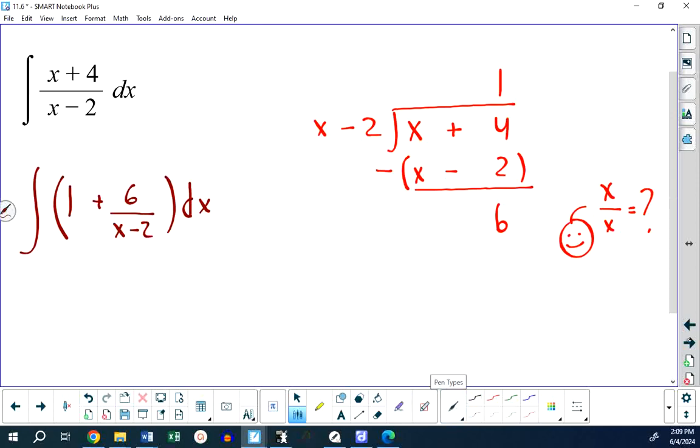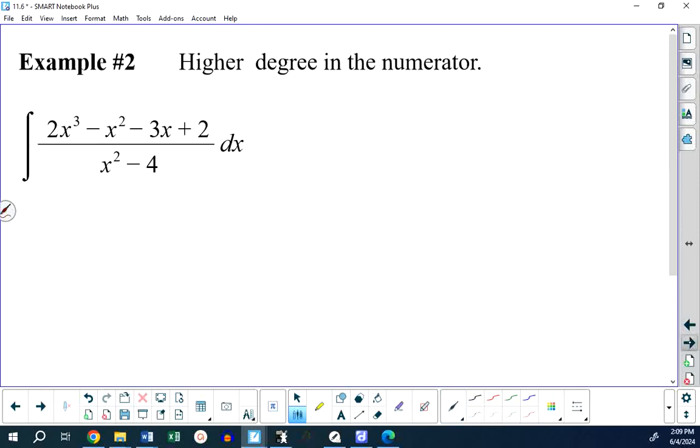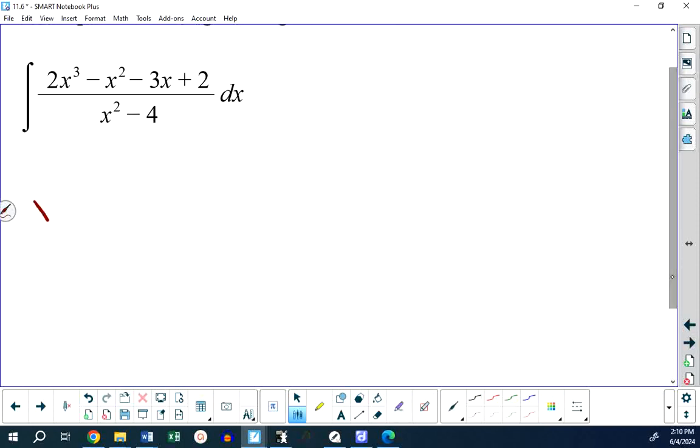Now let's take a look at the final example. Since the degree on the top is not smaller than the degree on the bottom, you have to use division to begin with. Since the denominator is not a linear factor of the form x minus a, you have to use long division. Synthetic division will not work here. Okay? So how do we do this? Well, we're going to divide x squared minus 4 into 2x cubed minus x squared minus 3x plus 2.